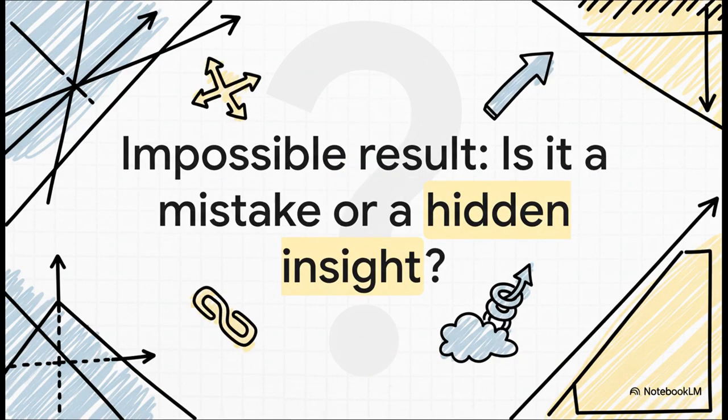So we'll end on this thought. The next time a mathematical model gives you an impossible or just a strange result, don't just see it as a mistake you need to fix. Ask yourself if it's actually a hidden, valuable insight. Is the math telling you something fundamental about your strategy that everyone else has missed?